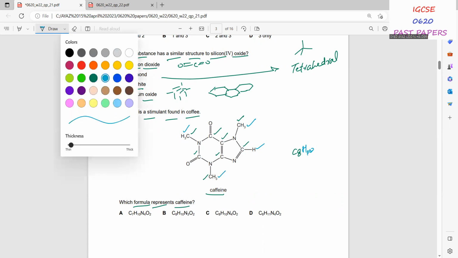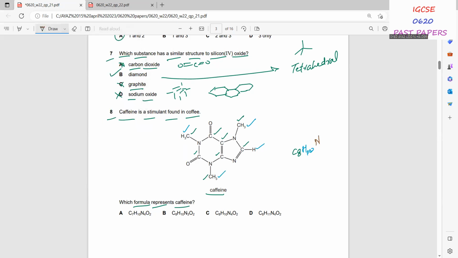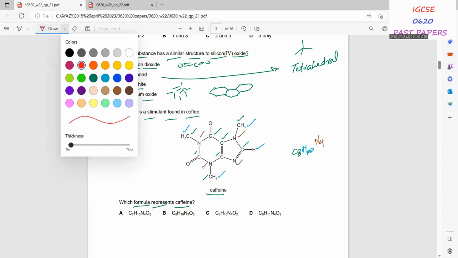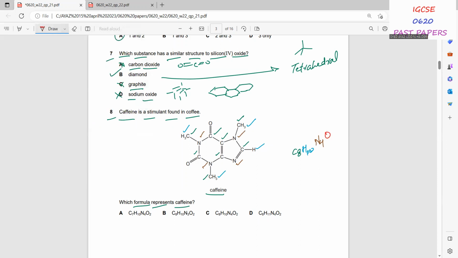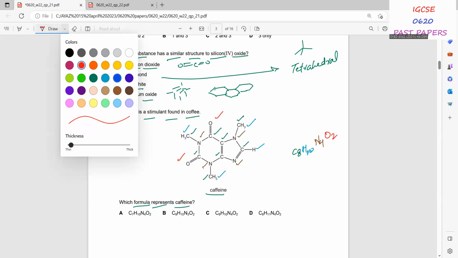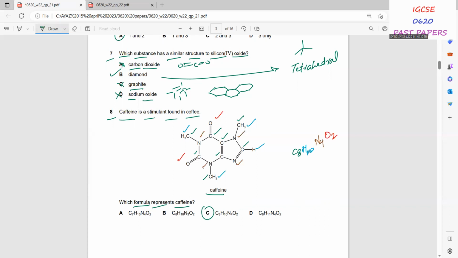Now let's count the nitrogen atoms in this. 1, 2, 3, 4. N4. Now let's count the oxygen atoms. 1, 2. It means O2. So answer C will be the correct one for this question.